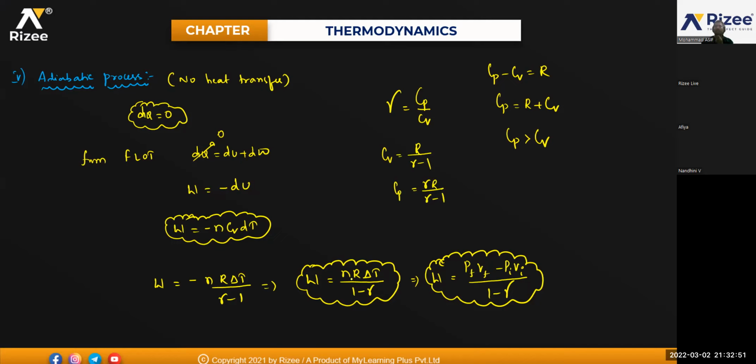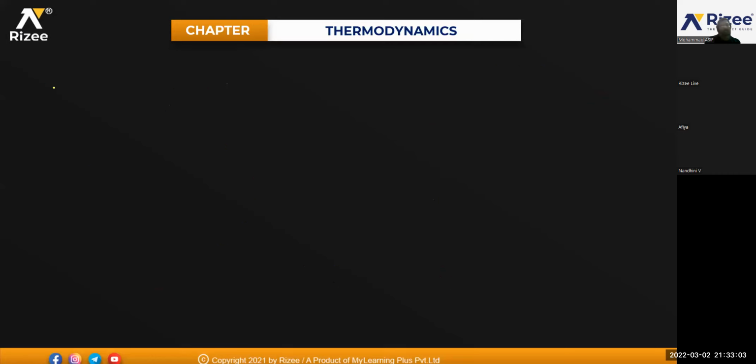So PV is equal to nRT. So nR into delta T can be written as P final V final minus P initial V initial. So work done is equal to P final V final minus P initial V initial divided by 1 minus gamma. Okay. So for any adiabatic process, PV to the power of gamma is equal to constant.